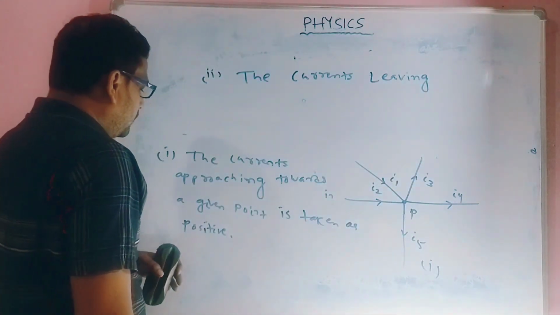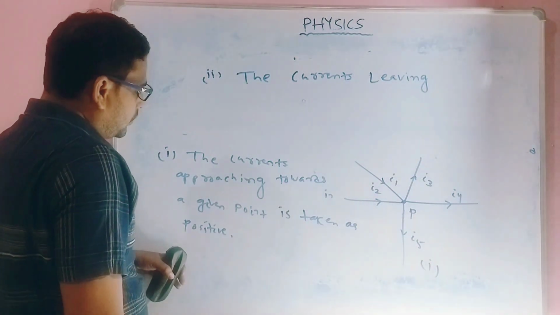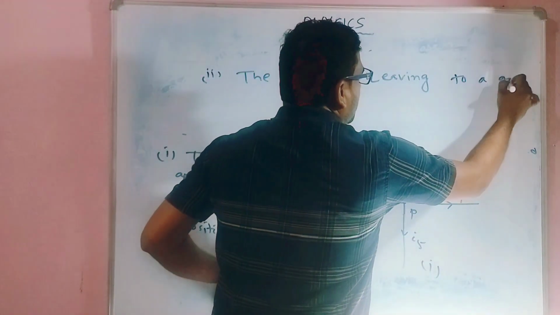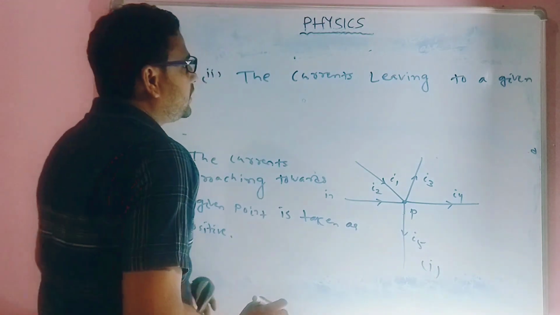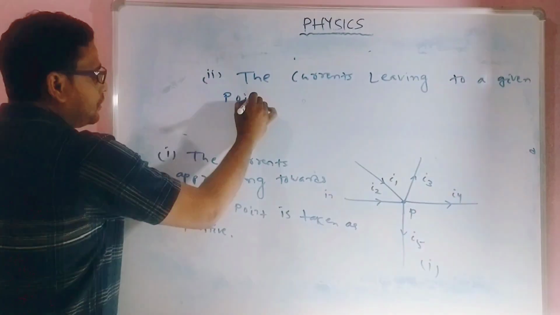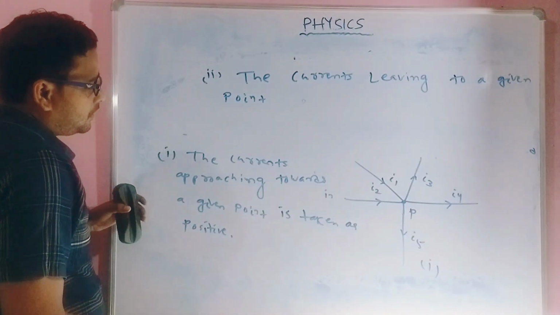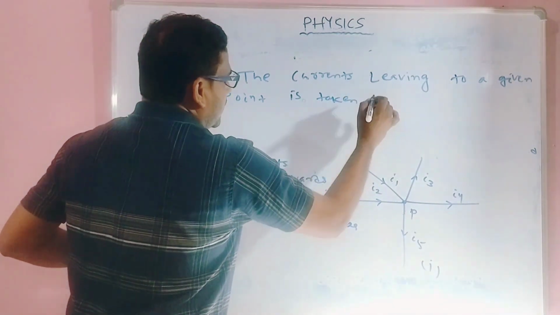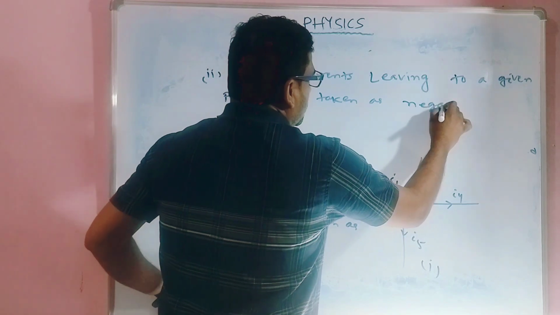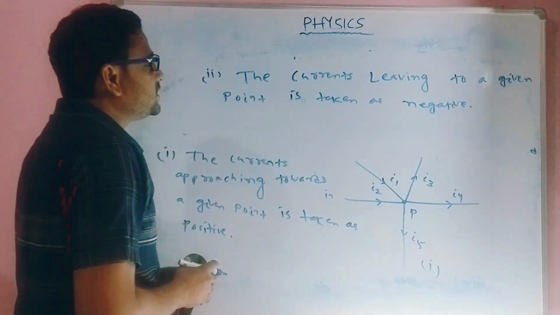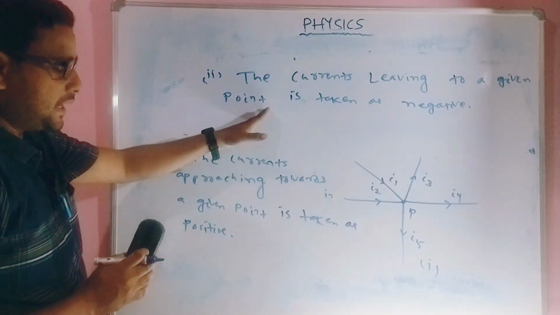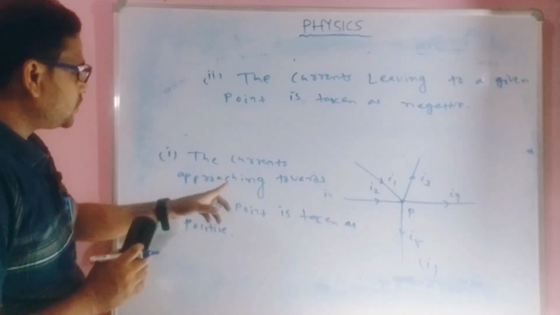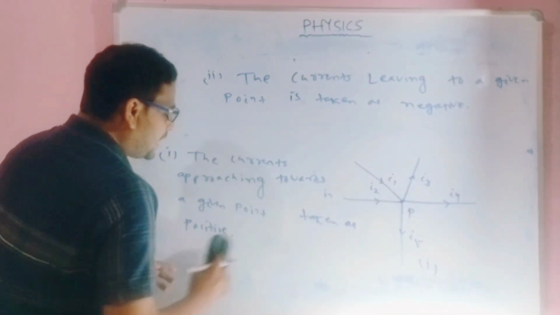The currents leaving a given point are taken as negative. Very simple: the currents leaving a given point are taken as negative. Okay students, the currents approaching towards a given point are taken as positive.